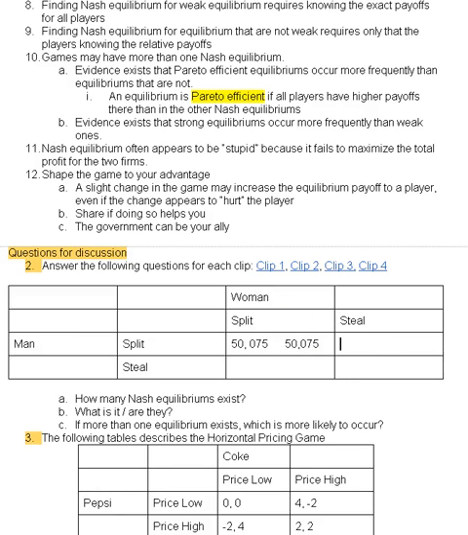If the man splits and the woman steals, the man gets 0, and the woman gets $100,150. If the woman splits and the man steals, the man gets $100,150, and the woman gets 0. If they both steal, they both get 0.